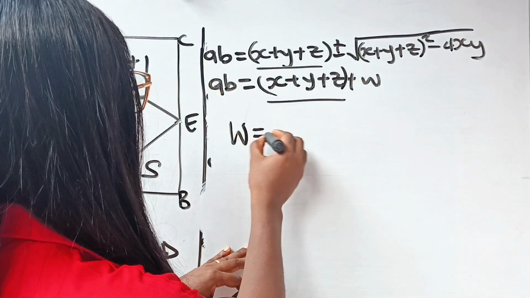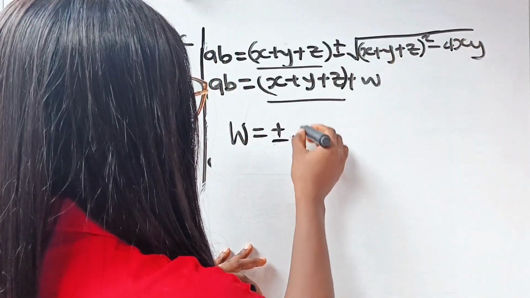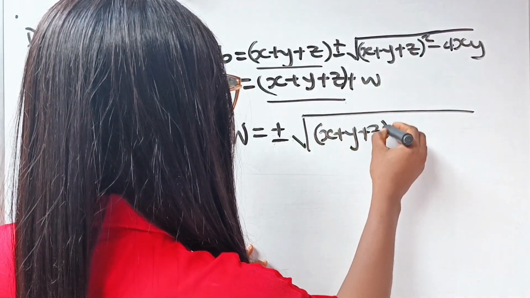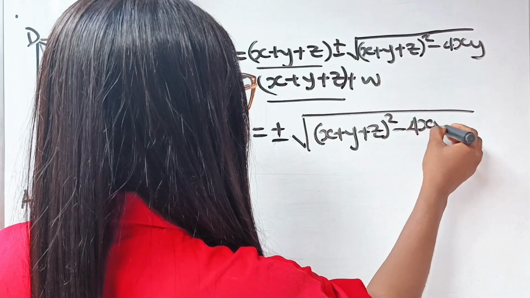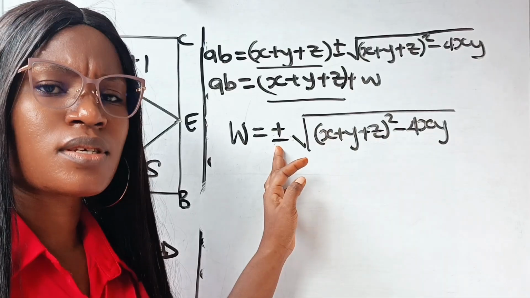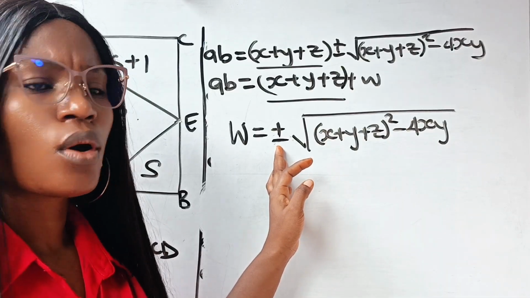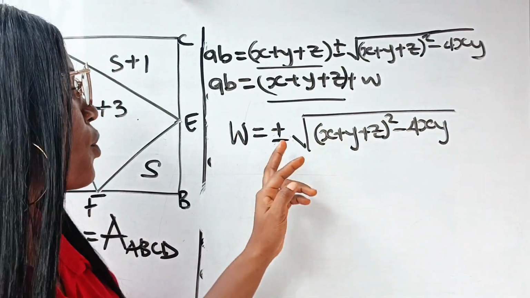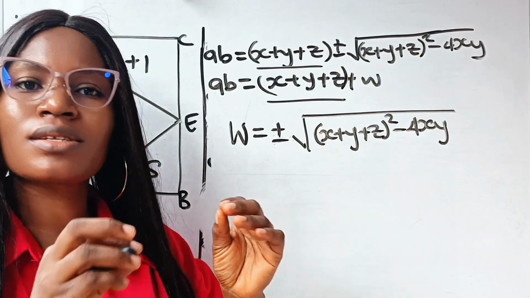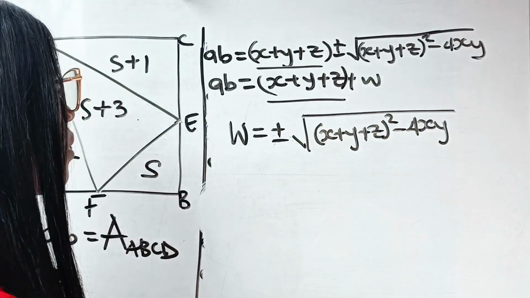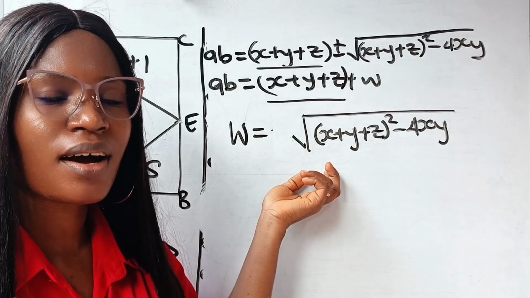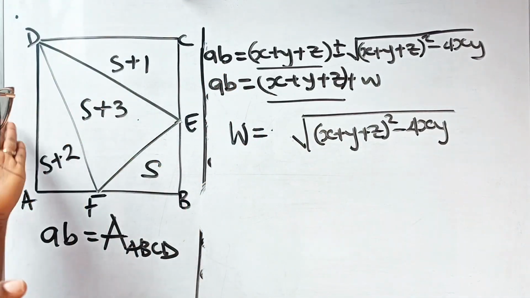So you can say that W is equal to plus or minus the square root of (X plus Y plus Z) all squared minus 4xy. Now, are we going to take both the positive and the negative values? No. Rather, we are going to remove the negative value. Why? Remember that W is the area of a triangle. It can never be negative. Therefore, this is all positive. And that is where that particular formula that I wrote initially came from.